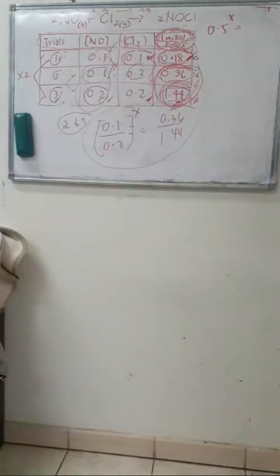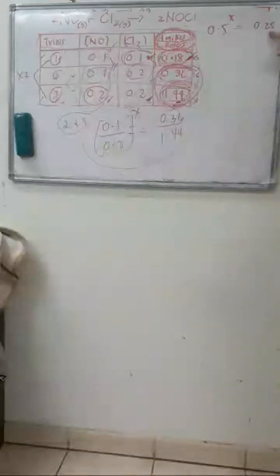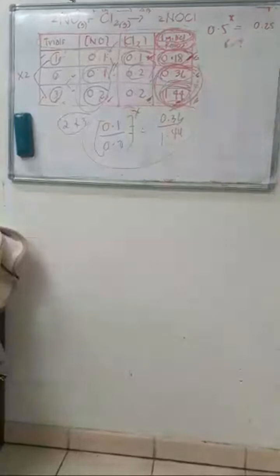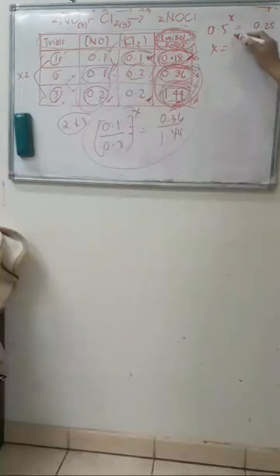Then 0.36 divided by 1.44, so we have 0.25. Guys, take a look. If this number is the same, say 0.5 and 0.5, it's very easy. You cancel, then the exponent here is understood to be 1, so x is equal to 1. But this is not the same base number. So all you have to do is logarithm. So x is equal to the logarithm of 0.25 over the logarithm of 0.5.